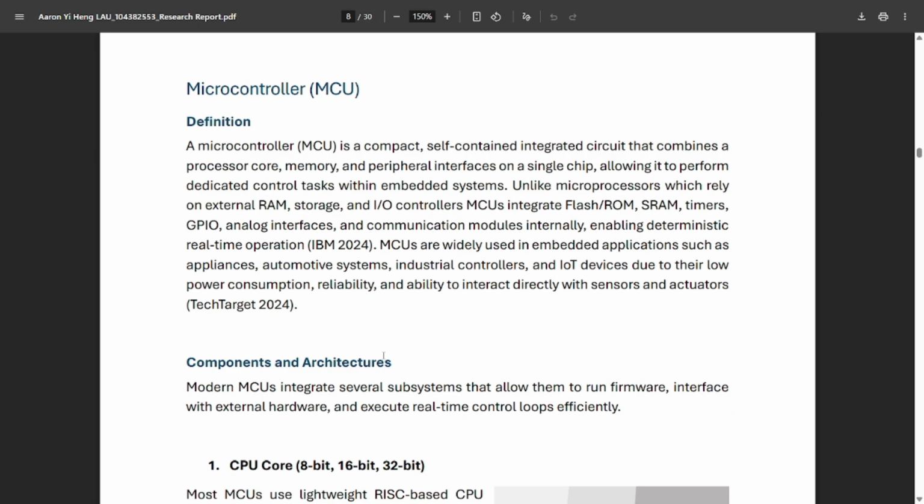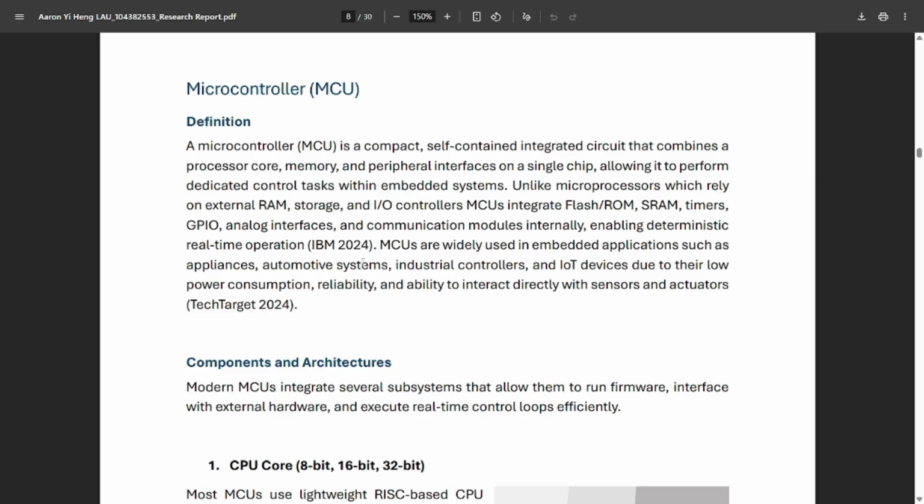A microcontroller is a complex self-contained integrated circuit that includes a processor core, memory, and peripheral interfaces all on one chip. Unlike the MPU, which relies on external RAM and peripheral controllers, the MCU integrates flash memory, SRAM, timers, GPIO pins, analog interfaces, and communication modules internally.